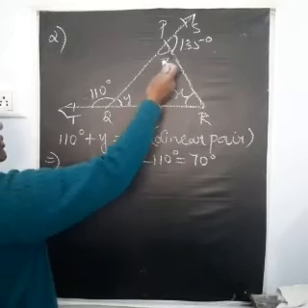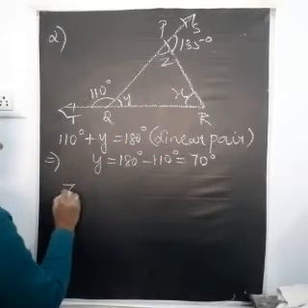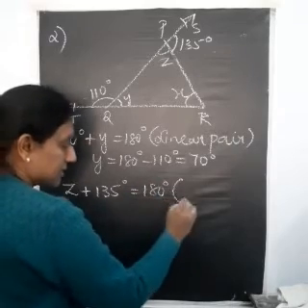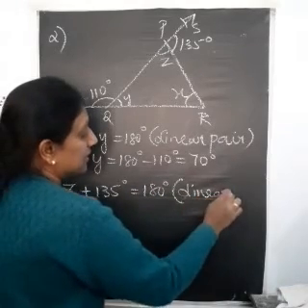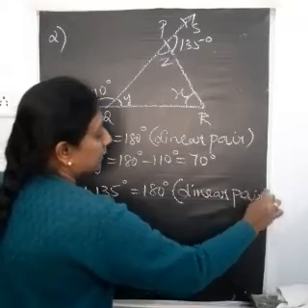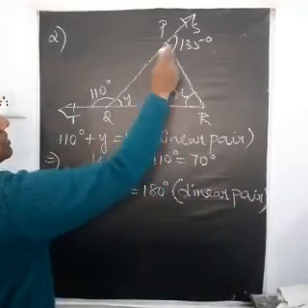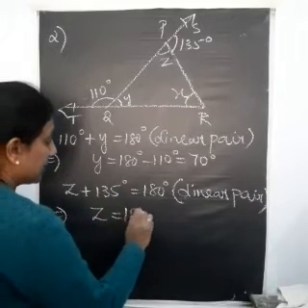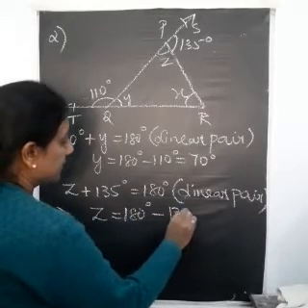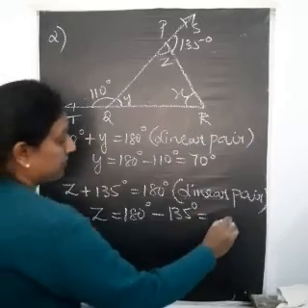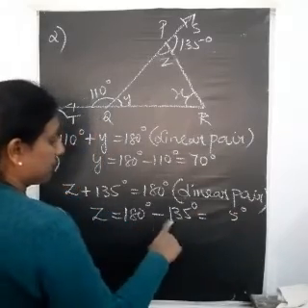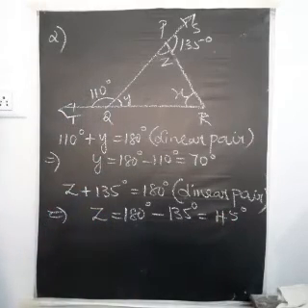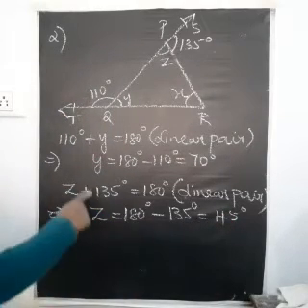Similarly, what can I do? Z plus 135 is equal to 180 degrees, since they are also linear pairs. Okay, because they both lie on the straight line. Okay, so what is Z equal to? 180 minus 135. So that will be 5, and 7 minus 3 is 4, 45 degrees. So we have got Y and Z.